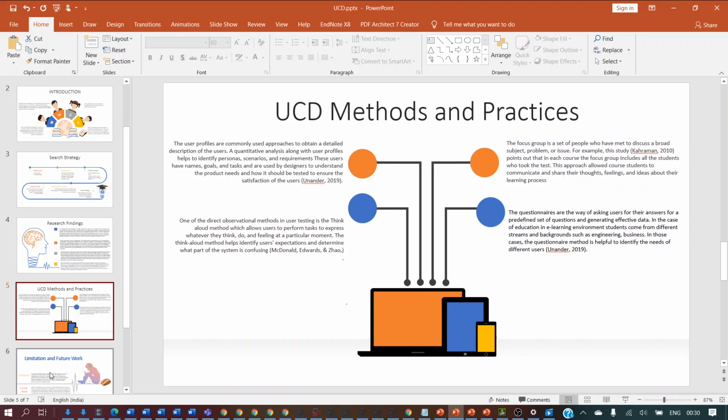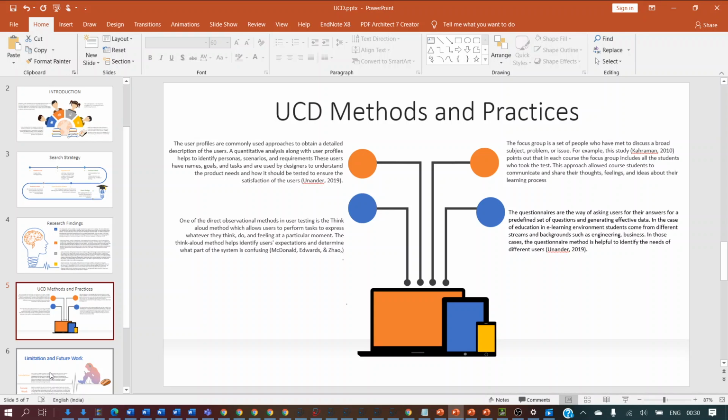So next is the focus groups, where a group of people meet to discuss a broad subject. For example, in terms of e-learning, a study by Kagrams in 2010 points out that in each course, a focus group included all the students who took the test. This approach allows course students to communicate and share their feelings and thoughts about the learning process.